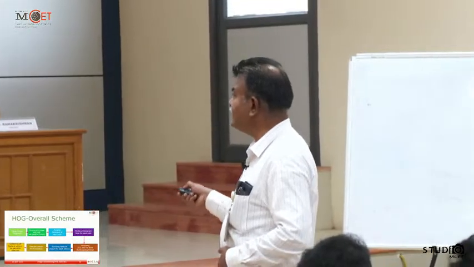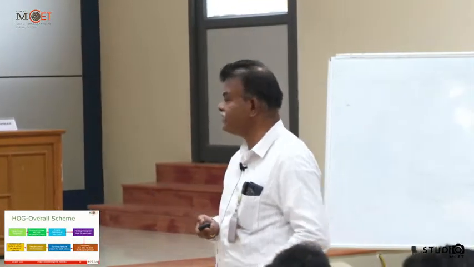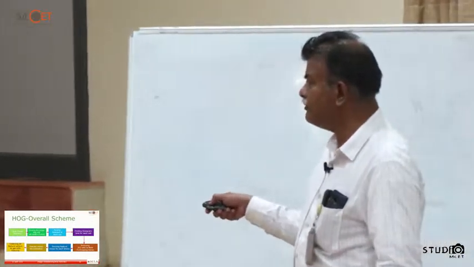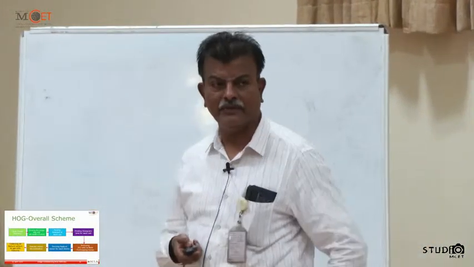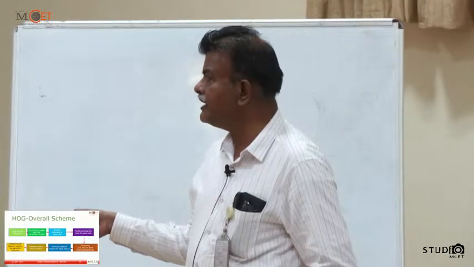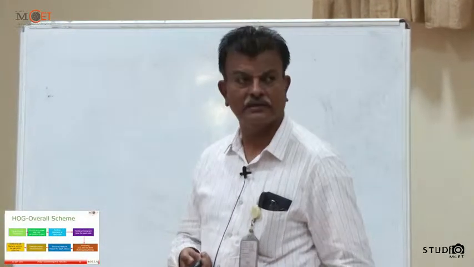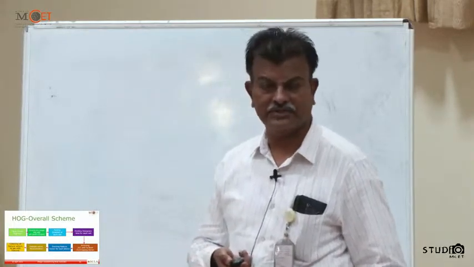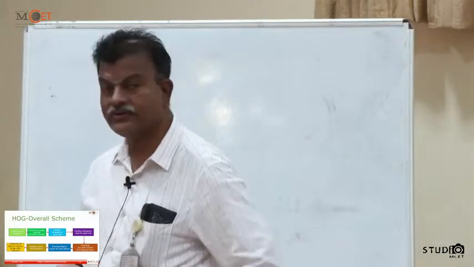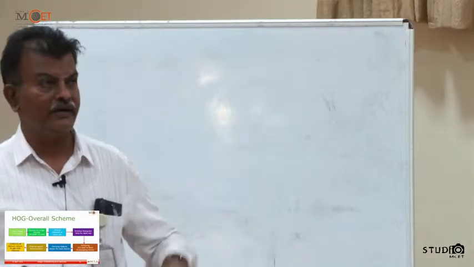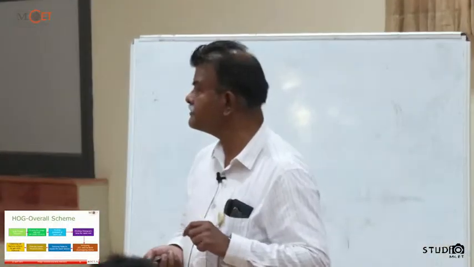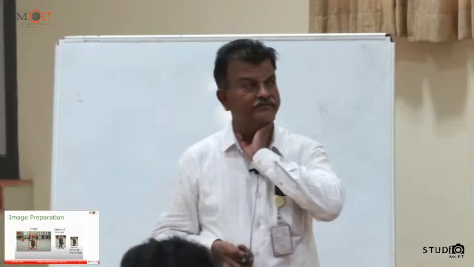Now, finding the gradient, then finding the histogram bins for each cell, then 2 cross 2 cells form overlapping blocks, forming what? Feature vectors from each block. Finally, we are going for normalization. So, a complete illustration about what? Where we are starting, where we are ending, and we are going to collect the image.